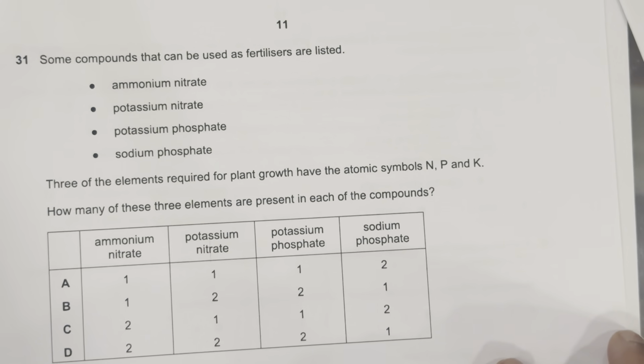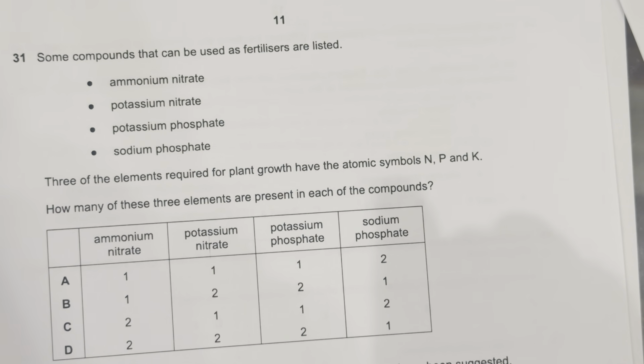Question number 31. Some compounds that can be used as fertilizers are ammonium nitrate, NH4NO3, potassium nitrate, KNO3, potassium sulfate, and sodium phosphate. Three of the elements required for plant growth have the same atomic symbols, NPK: nitrogen, phosphorus, and potassium. How many of the three elements are present in each of the compounds?